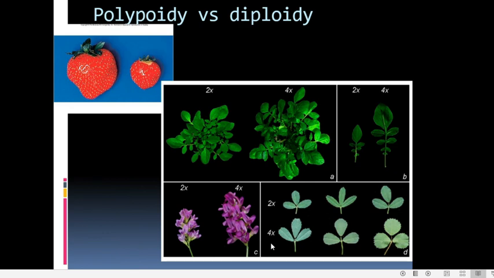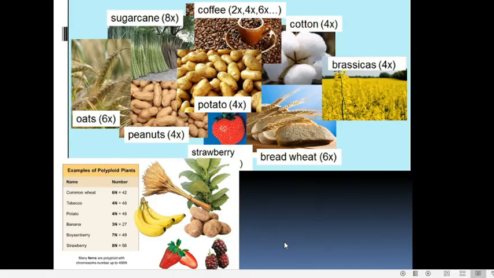So polyploidy can be used to induce gigas characters in plants such as large flowers, fruits, etc. And you can see here, this is a polyploid strawberry, whereas this is a diploid one, and you can see this is larger. Here also, this is tetraploid, which is larger than the diploid plant. This is diploid, this is tetraploid. Here you can see a diploid flower, here you can see tetraploid flowers. This is diploidy and this is tetraploidy. So this is how polyploidy is used to introduce gigas characters in plants.